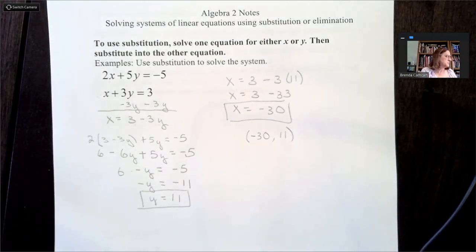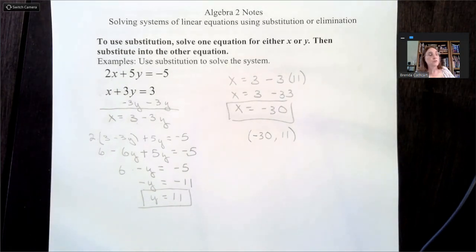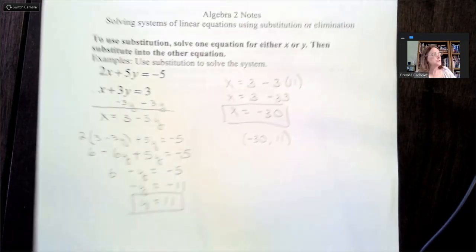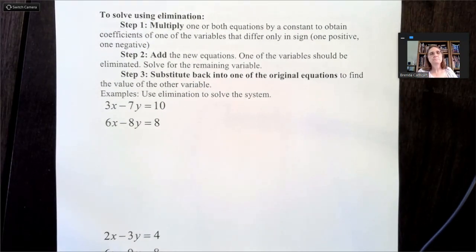That's using substitution. Sometimes it's not as easy to solve for one of the variables. You might end up dividing by 3 or 5, and you end up with different fractions, which are always harder to work with than integers. So there's also the method called elimination. In elimination, the goal is to be able to add the two equations, and in doing so, it eliminates one of the variables. So we've got some steps to do to get there.